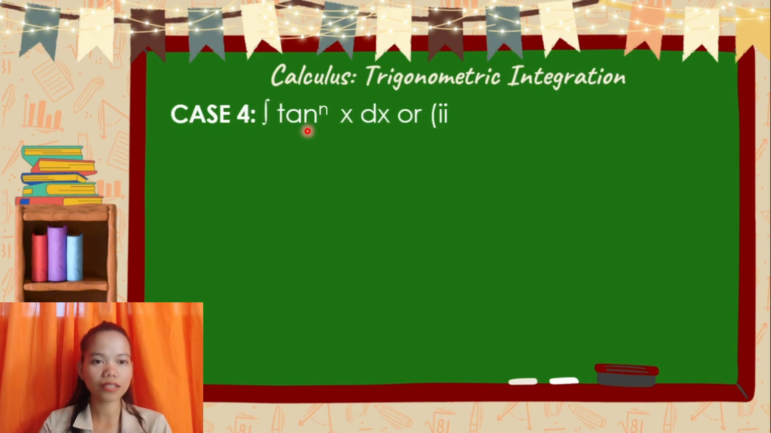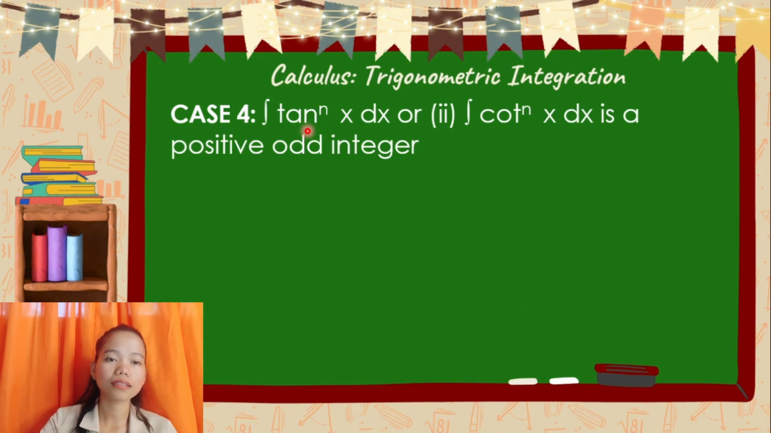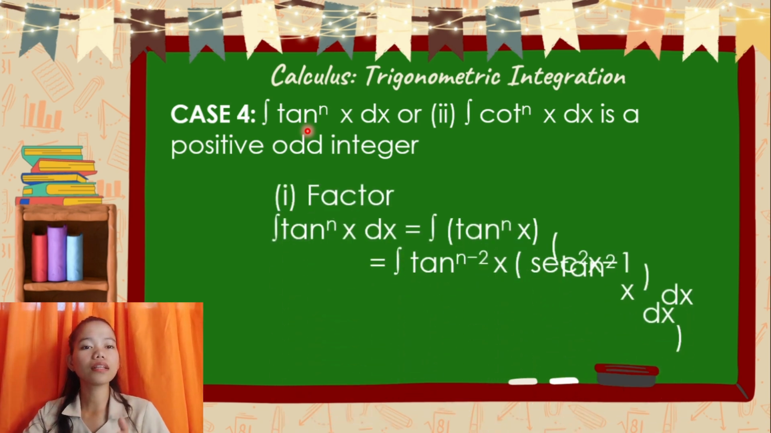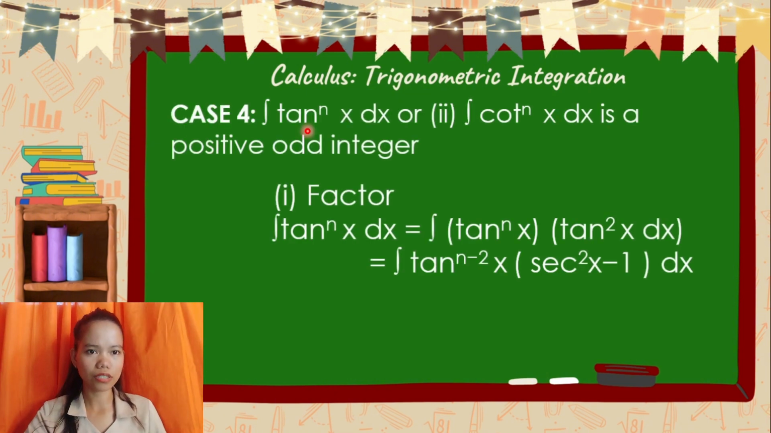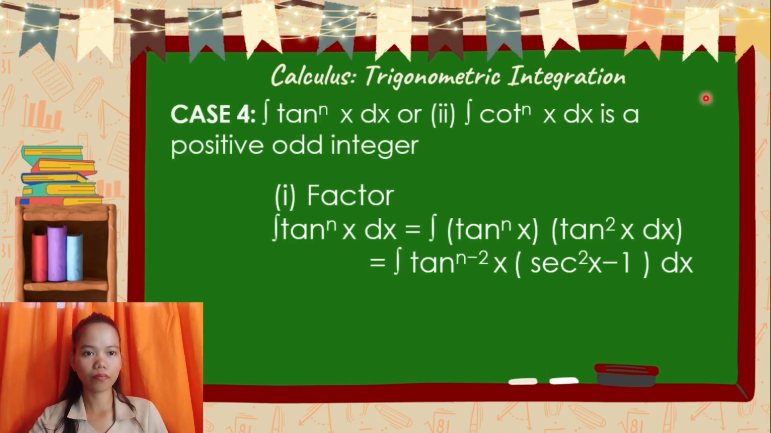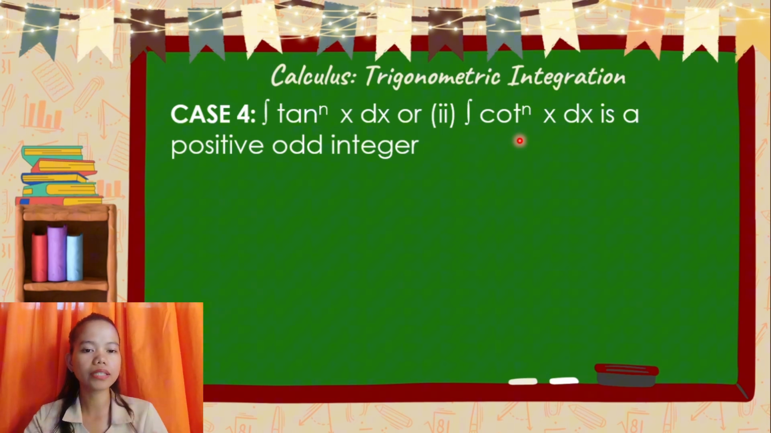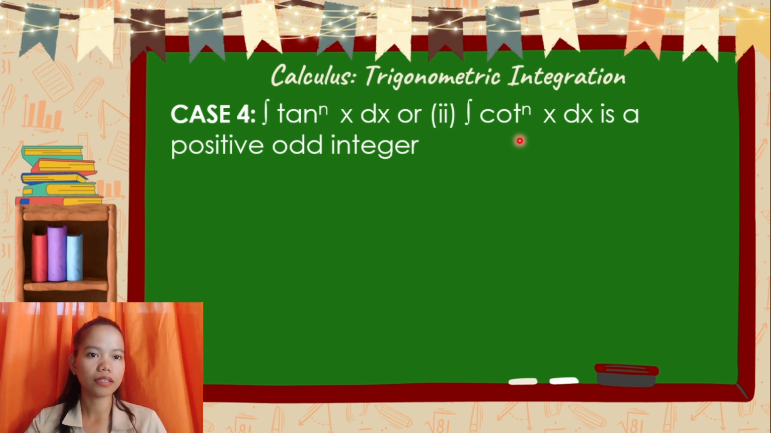So if none, let us proceed to case number 4. Case number 4 involves the trigonometric functions such as the tangent and the cotangent. What we have here is the integral of tangent raised to the power of n of x dx, or the integral of cotangent raised to the power of n of x dx, wherein n is a positive odd integer. This is like case number 1, but case number 4 is applied on the trigonometric functions such as the tangent and the cotangent.